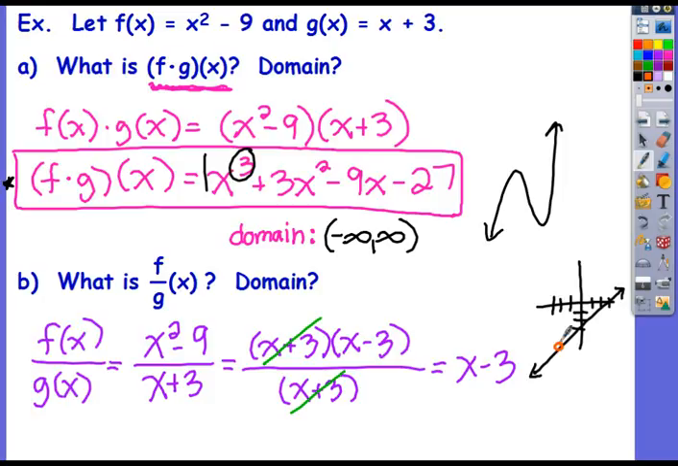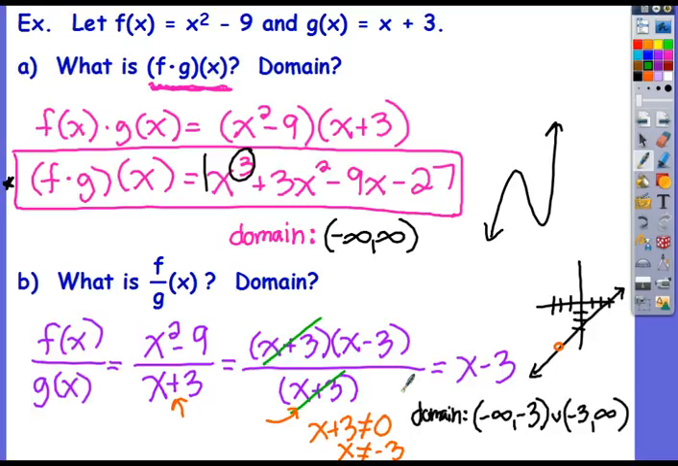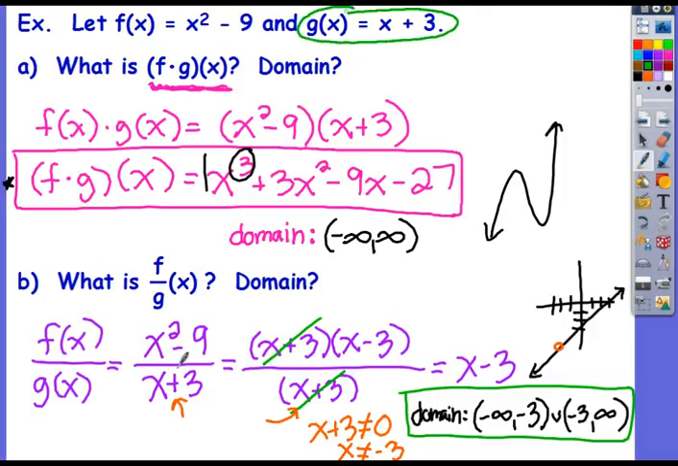So you need to go back to the beginning before you canceled any factors. Way back here, the denominator cannot equal 0. So for my original function before I canceled anything, x plus 3 can't equal 0. If I solve that, x cannot equal -3. So my domain for the quotient function would be I can input anything for x except -3, because g of -3 would give me 0 in the denominator, and I can't divide by 0.